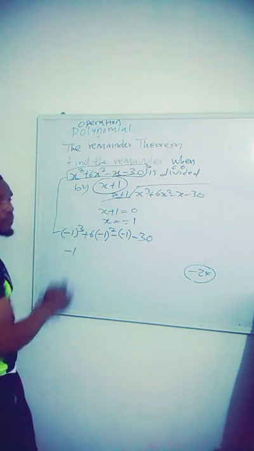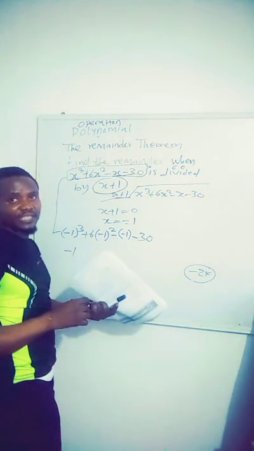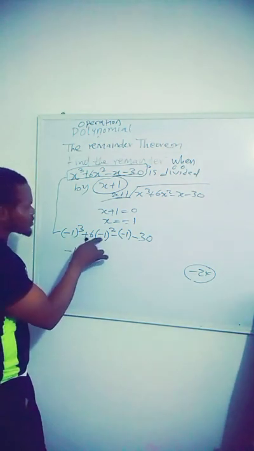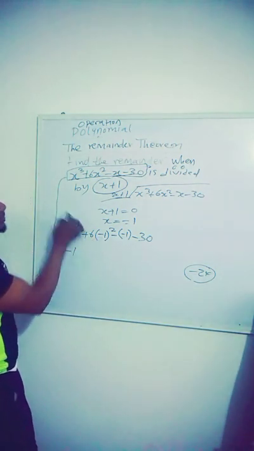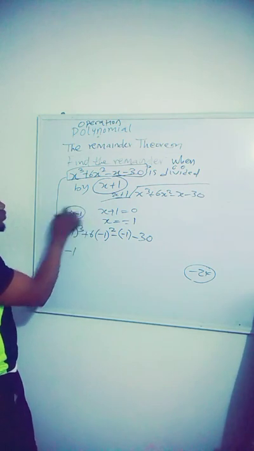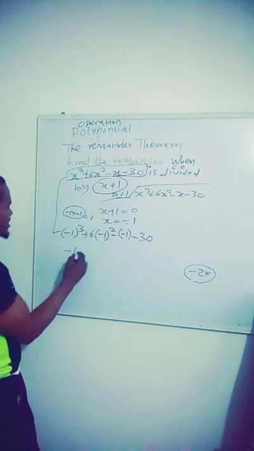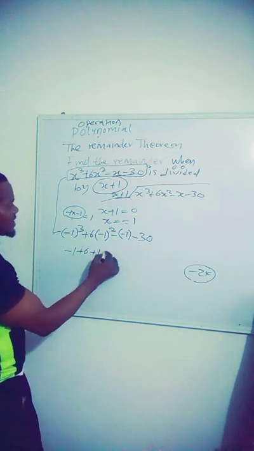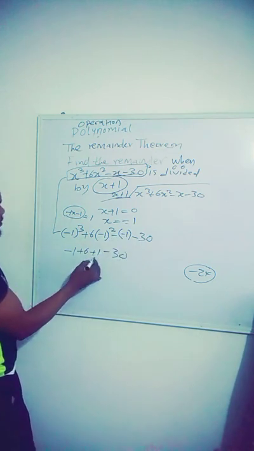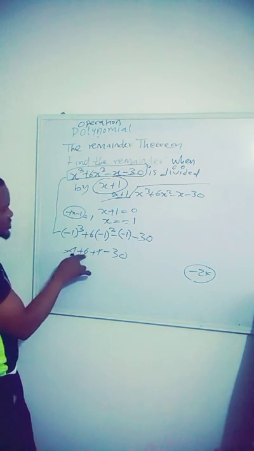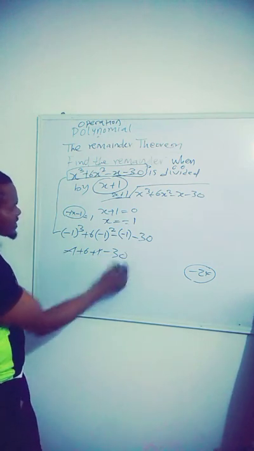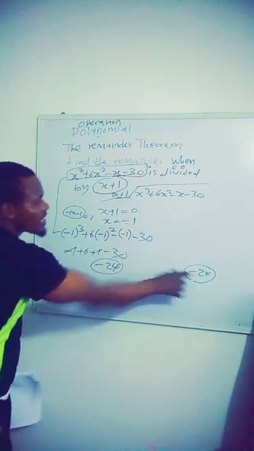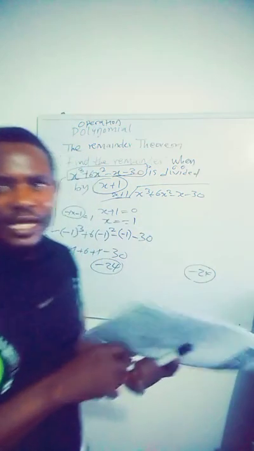Because this is an odd number, this will still give us negative. Minus 1 times minus 1 times minus 1 is going to give you negative 1. Then plus 6 times minus 1 times minus 1, which gives you 1, then 1 times 6, that is plus 6. Negative times negative is plus 1. Then minus 30. So this will cancel this. Plus 6 minus 30 is minus 24. So if you use this method, you are going to get minus 24. That is how we roll.